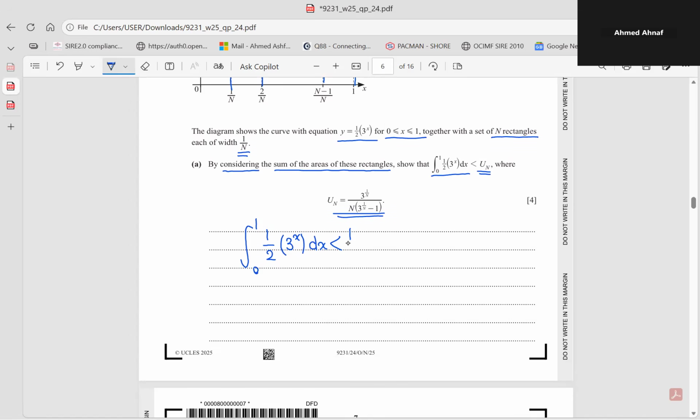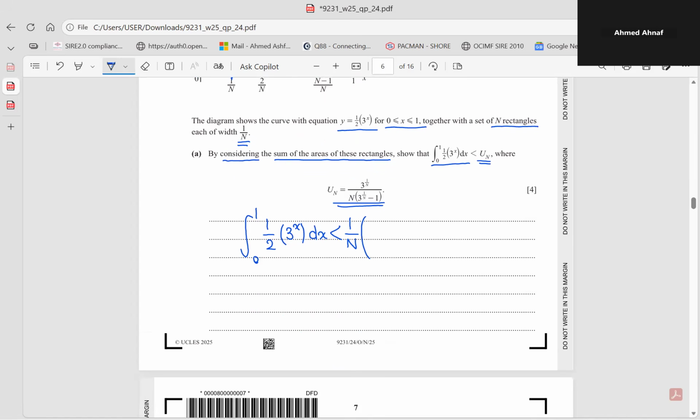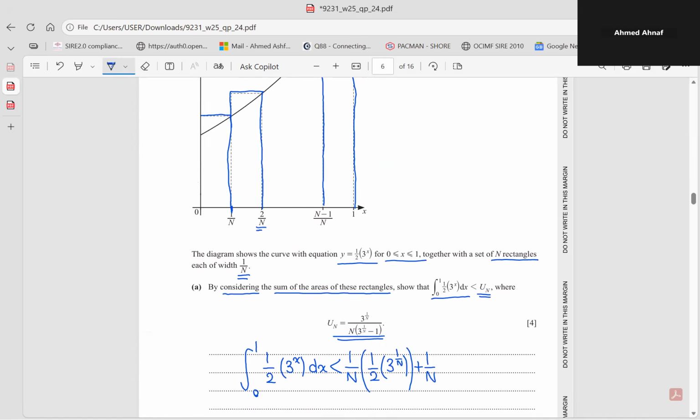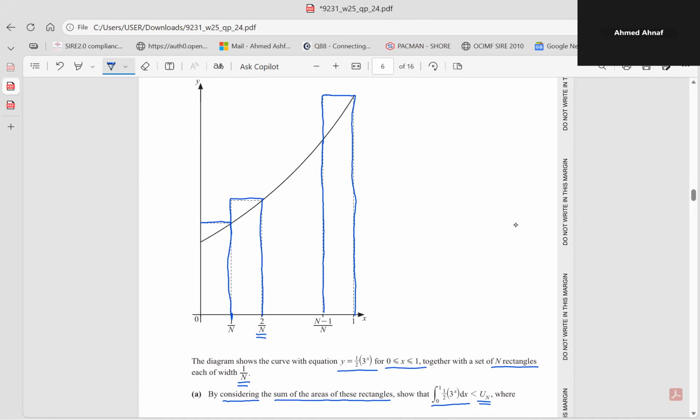Each of them is 1 over n width. So the first one, the height is the y value when x equals 1 over n. Therefore, this is going to be half times 3 to the power of 1 over n. And the next one, you can see that it's the y value when x equals 2 over n. So therefore, this is 1 half times 3 to the power of 2 over n. And this is going to repeat all the way until x equals 1.